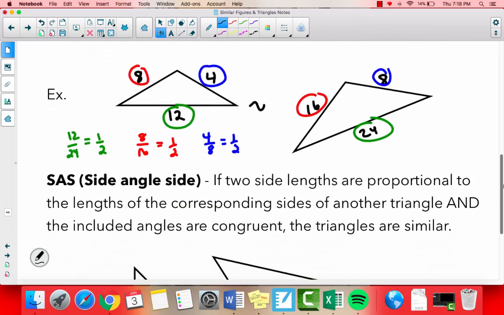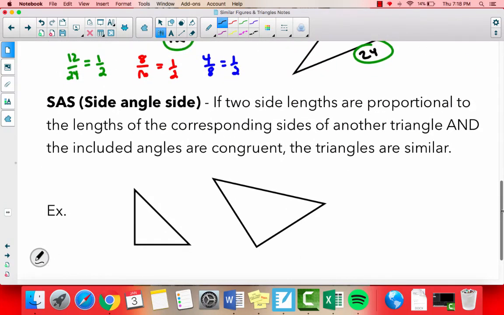And then the final one, side, angle, side. Again, very similar to last semester, except this time we're focusing on similar triangles instead of congruent triangles. So here you have to have 2 proportional side lengths, not all 3. The key is that you have an included angle. And when we say included, that means that the angle is between the 2 sides. That's very important. And this example might look like this.